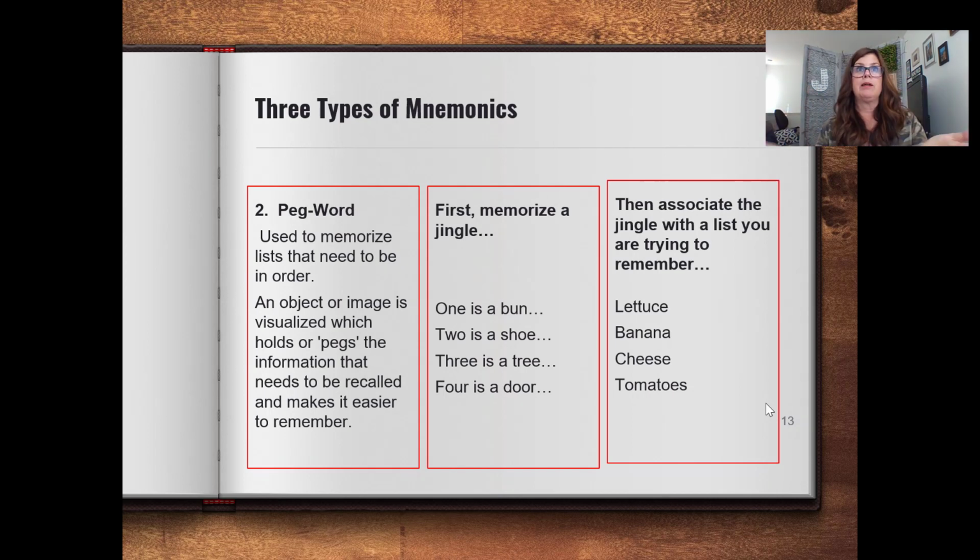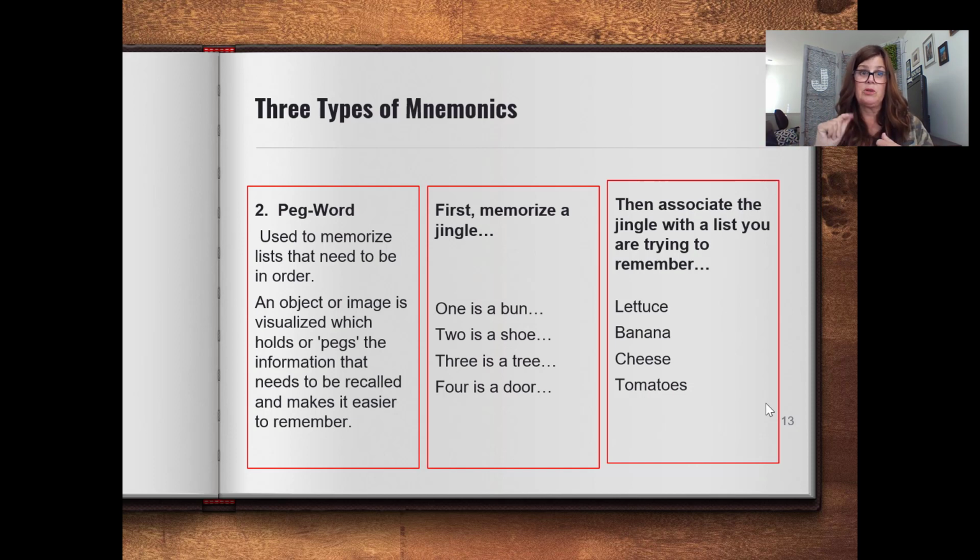So I get to the store. 1 is a bun. The bun has lettuce. 2 is a shoe. Oh, the shoe with the banana. 3 is a tree. I got that piece of cheese slapped on the tree trunk. And 4 is the door, the tomato thrown against the door. It's a little creative storytelling. I've done some effortful encoding of that information, and now I'm going to remember the grocery list.